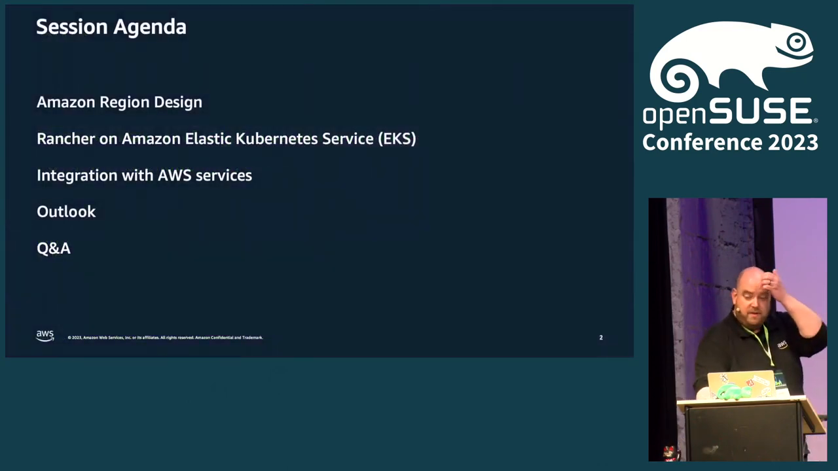Our agenda for today's session: we go from Amazon region design, then to Rancher on Amazon EKS. We dive into integration with AWS services, and then we take a look into the future.